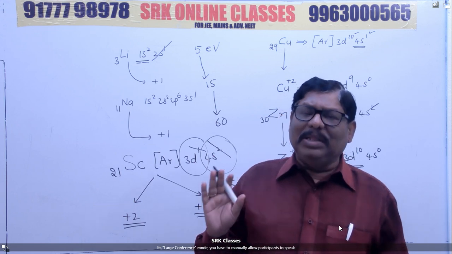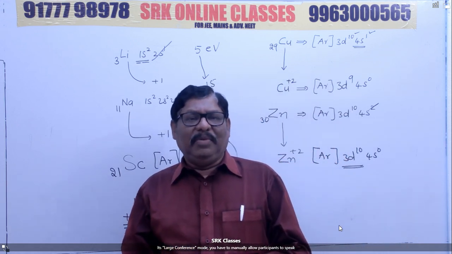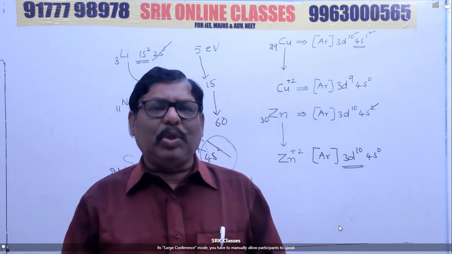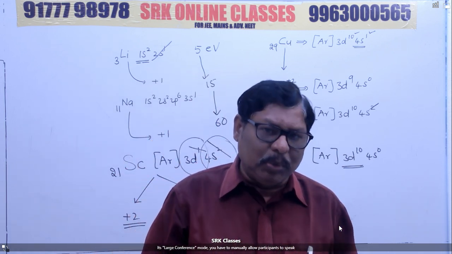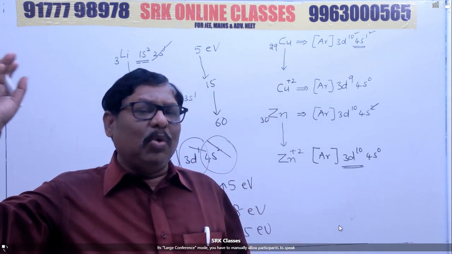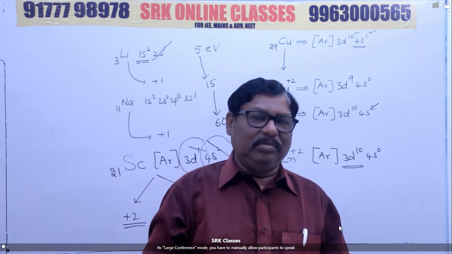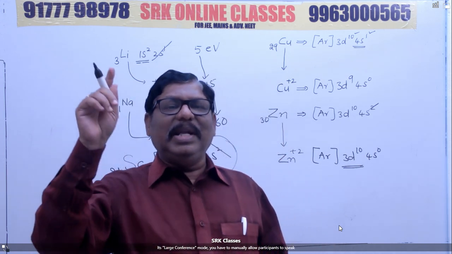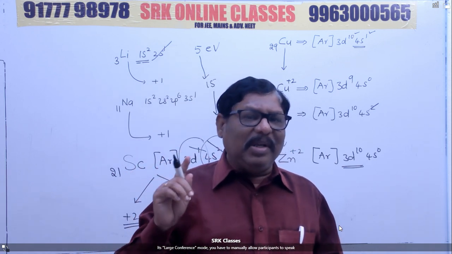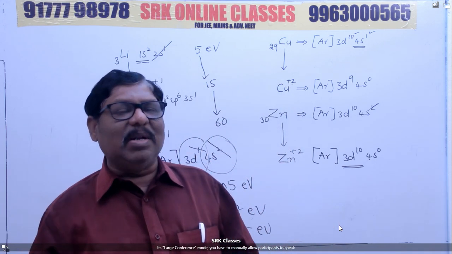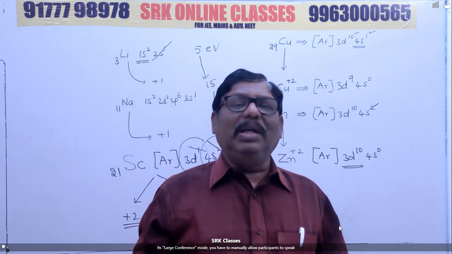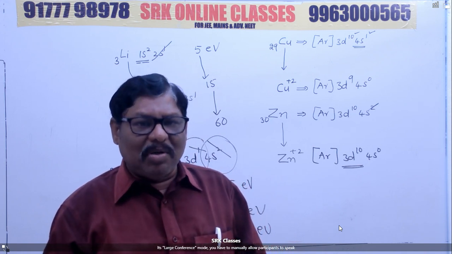I'll summarize all three important points of variable oxidation state. To repeat once again, transition elements show variable oxidation state due to, number one, participation of electrons from the outermost as well as penultimate shell. Number two, the energy difference between the outermost and penultimate shell is negligible. Number three, the successive ionization potential differs by less energy, due to which all transition elements show variable oxidation state.